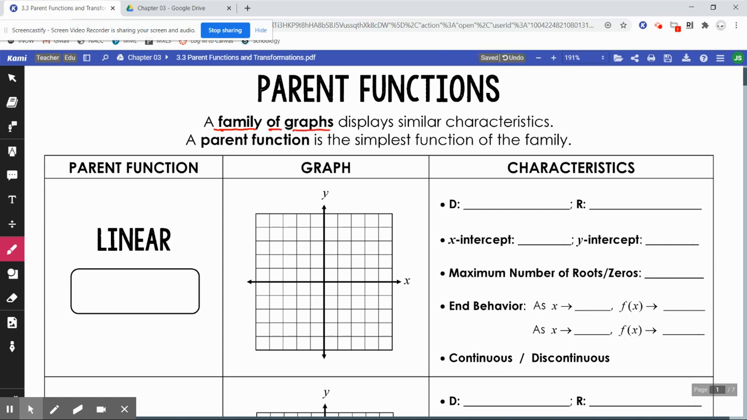Like we know that all lines pretty much look the same. They might be slanted in different ways. They might cross the y-axis in different places, but they all have the same characteristics. They're all lines. And that's what we mean by these families of graphs. The parent function would be the most basic type of those lines. A parent function is the simplest function of the family.